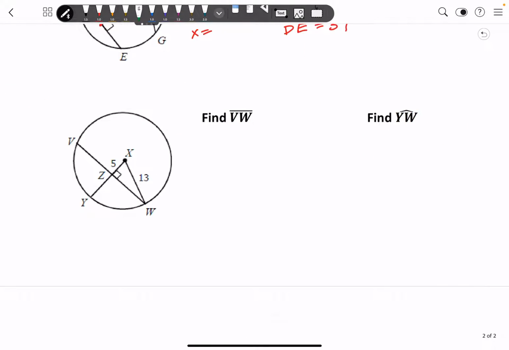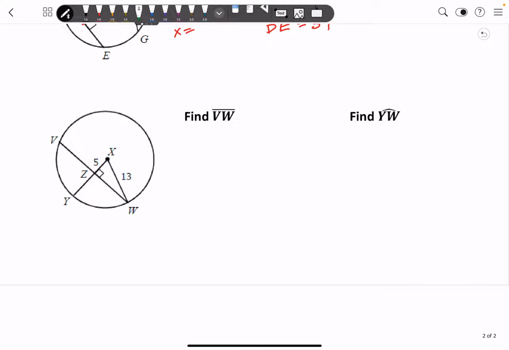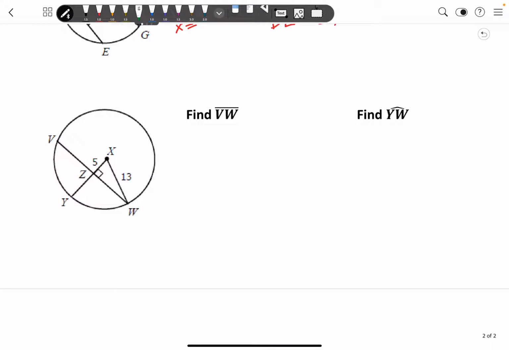All right, final problem. And this one's going to be a little bit more of a doozy because you're going to need to use some trig for it if you need it, or the Pythagorean theorem, whatever helps you. All right, so we need to find VW, this chord right here, but we also need to find the measure of arc YW. Okay, so I'm going to do this one first. It's just easier.